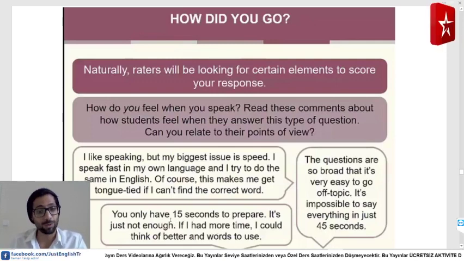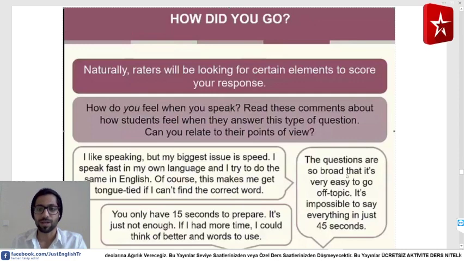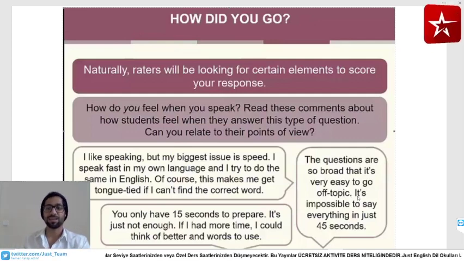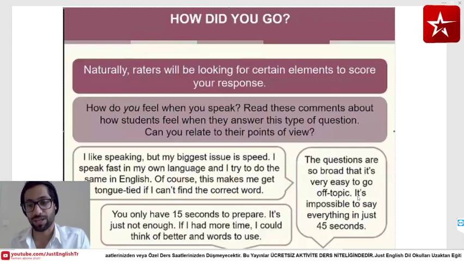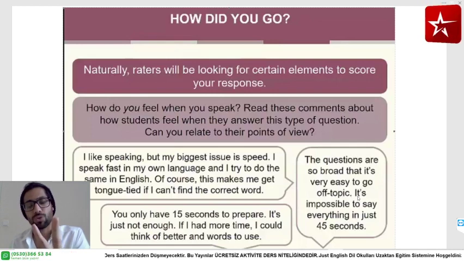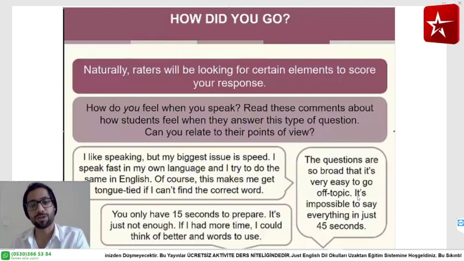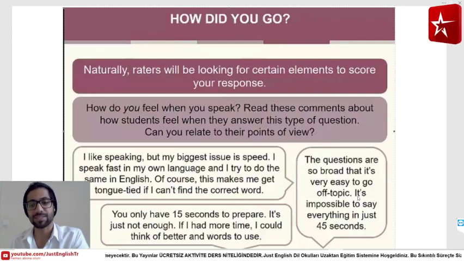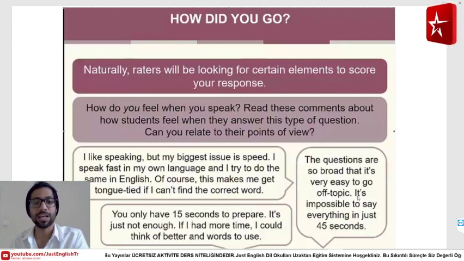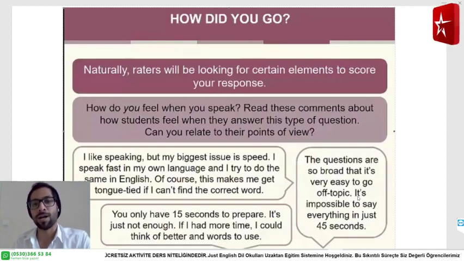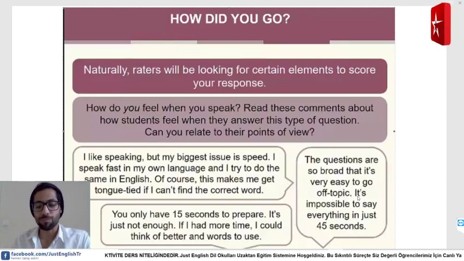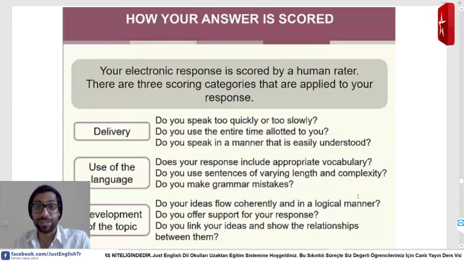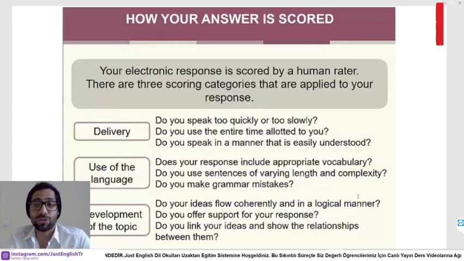So with practice, again, with practice, you can accomplish that. The questions are so boring that it's very easy to go off topic. It's impossible to say everything in just 45 seconds. Again, these are talking about the first two questions, which are personal, because you can guess, there are 15 seconds and 45 seconds. 45 seconds for answering, 15 seconds for preparation. So here, how you answer and get full score.